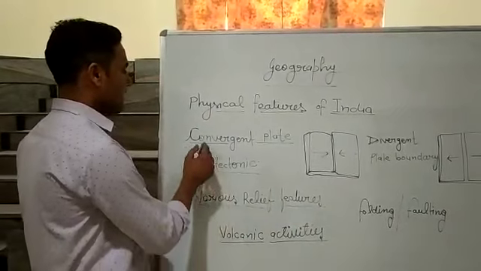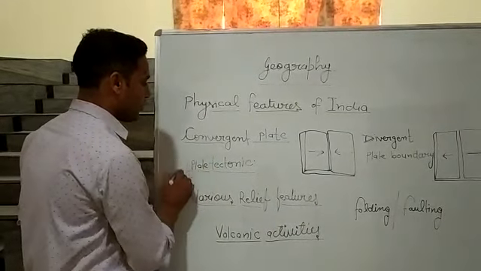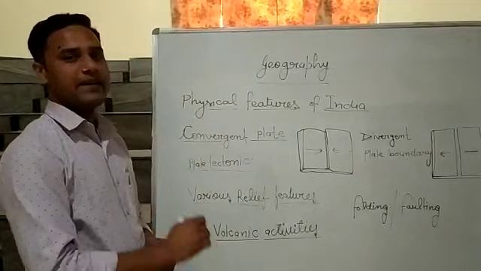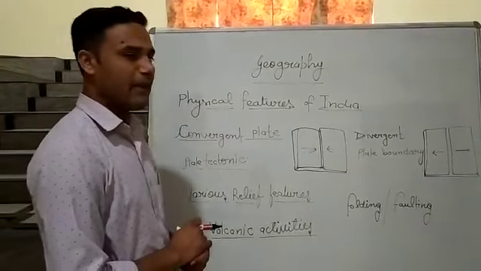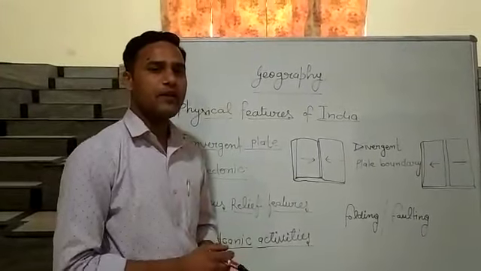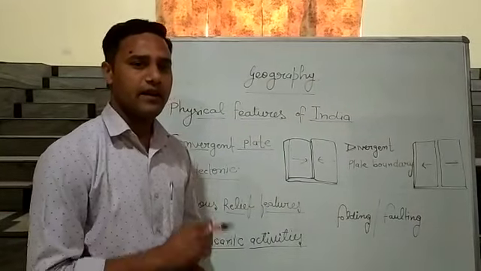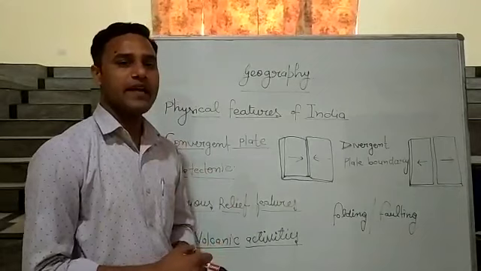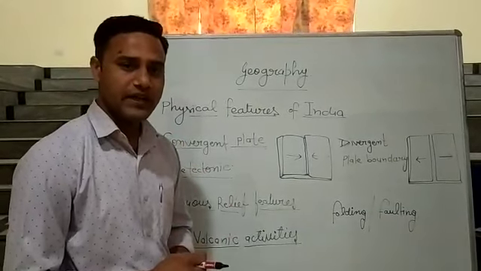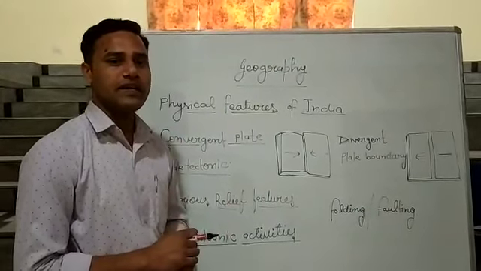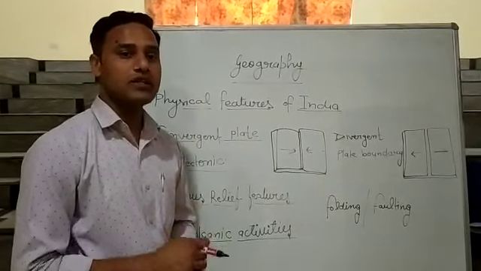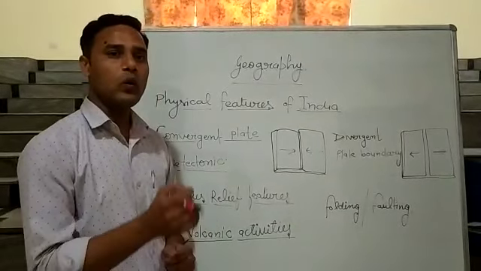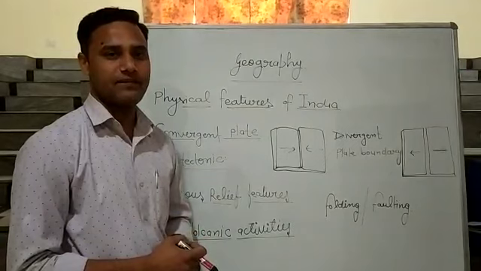We are covering the topic plate tectonics. What do you mean by plate tectonics? Dear children, many years back, if you read in history, you will find there was only one continent and one ocean. The continent's name was Pangaea and the ocean's name was Panthalassa.